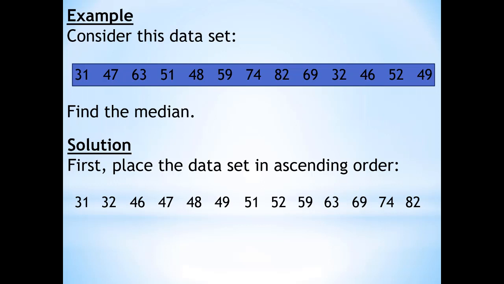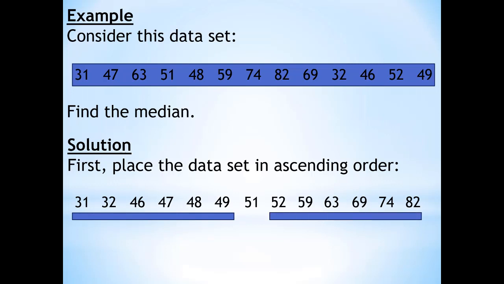Because there is an odd number of entries, there are 13 data entries here, I'm going to go ahead and divide 13 by 2. I get 6.5. We're not interested in the and a half part. We're just interested in the 6 part. That tells me that I can go ahead and underline the first 6 numbers to the left and underline the last 6 numbers in the set.